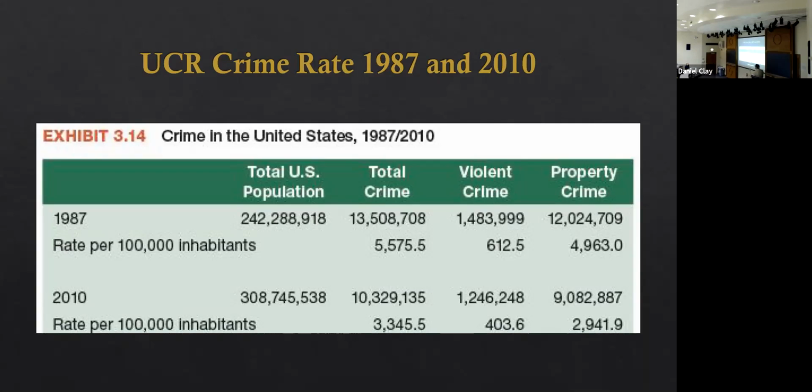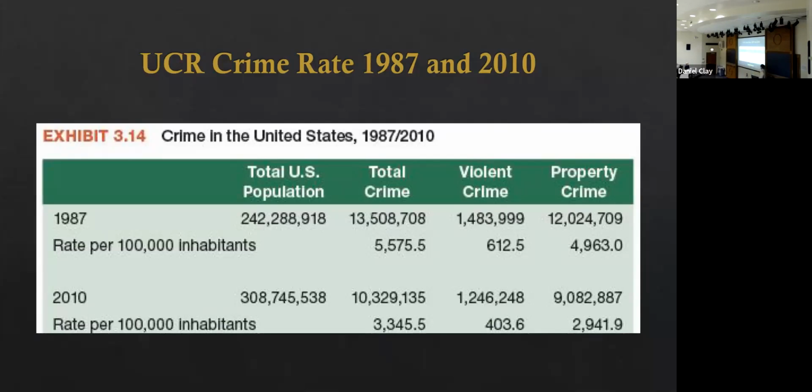If we jump that down to 2010, when our population has gone up, theoretically our crime rate should go up, right? Should kind of follow a trend. But it doesn't. Total crime decreases by 3 million. So we're down to 10,329,135 crimes. The rate per inhabitants, 3,345.5. So this is the crime rate for total crime.